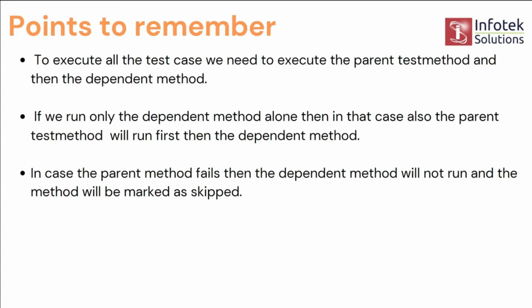Now the third point is important. In case the parent method fails, then the dependent method will not run and the method will be marked as skipped. So that's the difference here. If the parent test case fails, then the child test case will not execute and that will be marked as skipped.